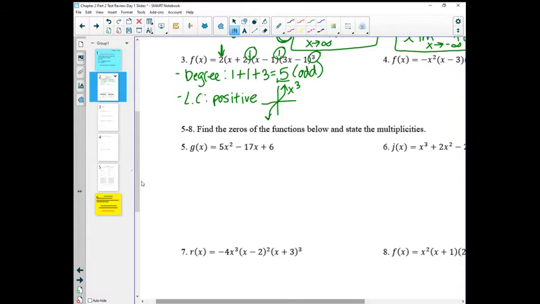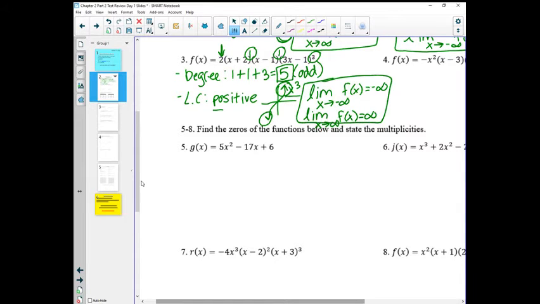Since my function is odd and positive, and this function is odd and positive, it's going to have the same end behaviors. So the limit as x goes to negative infinity, which is the left side, the graph is going down to negative infinity. And the right-hand limit, as x goes to positive infinity, the function is going up. That's all you need on that question, the limits and the degree.